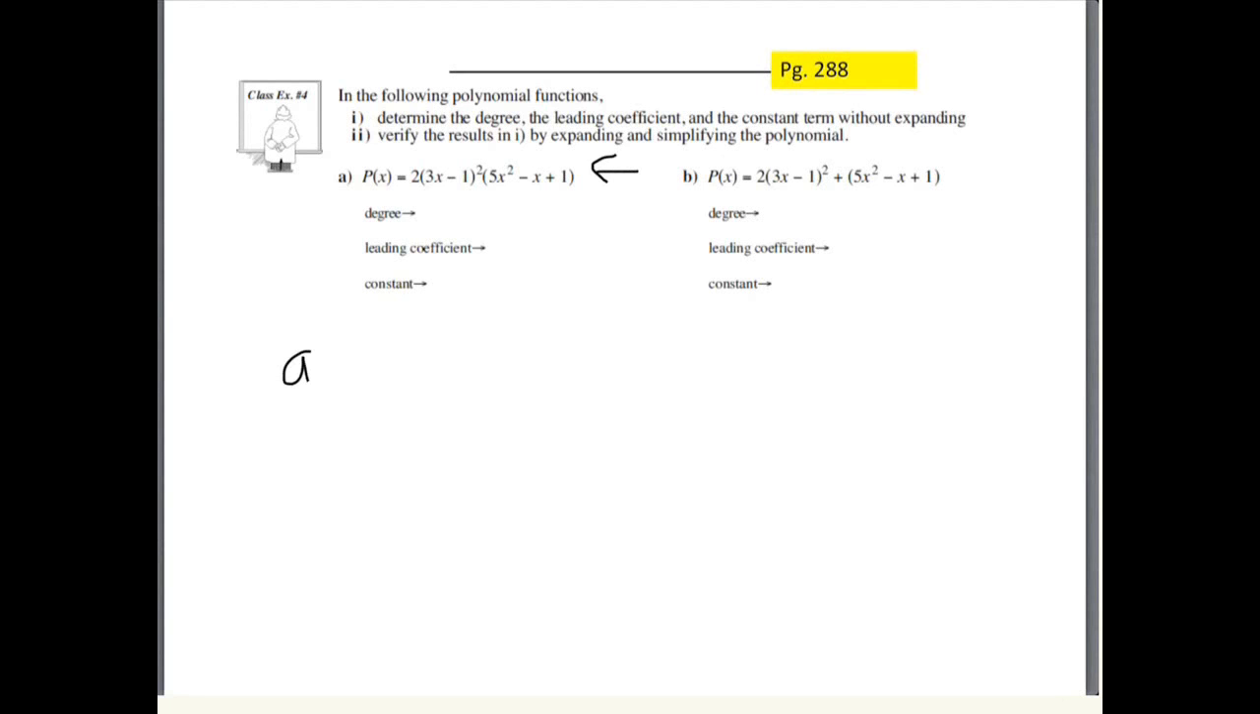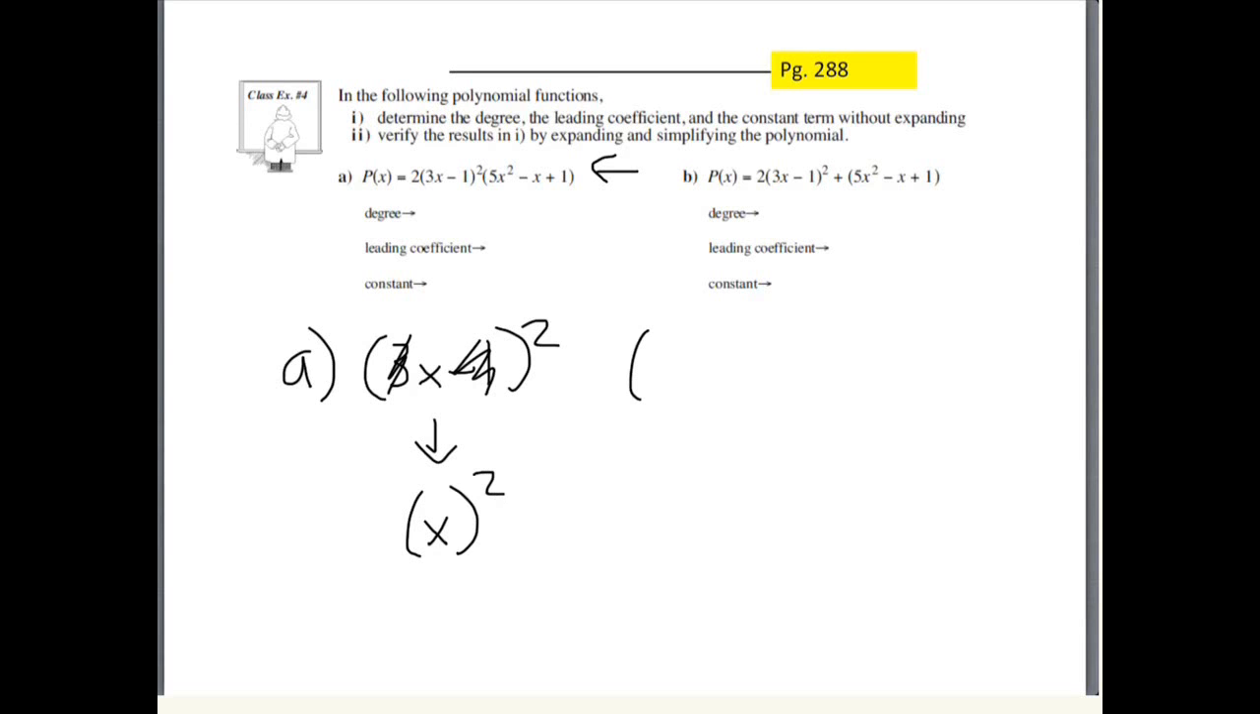So first off, for a, we've got p of x is equal to 2, and in brackets 3x minus 1, this is squared. And then we have another set of brackets, which is 5x squared minus x plus 1. When we're finding the degrees, the x is the only part that matters. And we've got 3x minus 1 squared. This can be broken down to, once we get rid of the rest of this stuff, x squared.